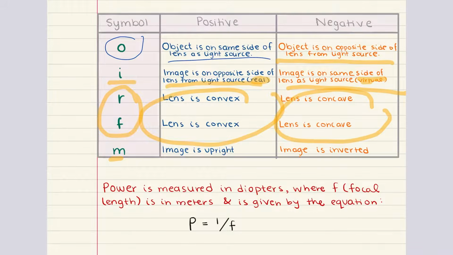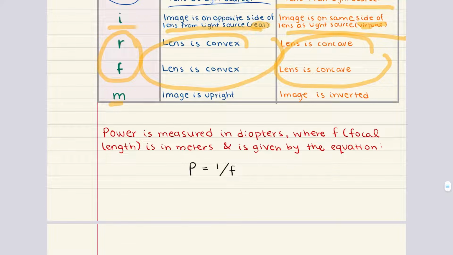To add to this, lens power is another important property, especially in corrective lenses. Lens power is denoted as capital P. It is the inverse of the focal length, and it's measured in diopters. The power of a lens is given as 1 over F, and F is measured in meters. Now, a positive power indicates a converging lens, so convex, while a negative power indicates a diverging lens, so concave.